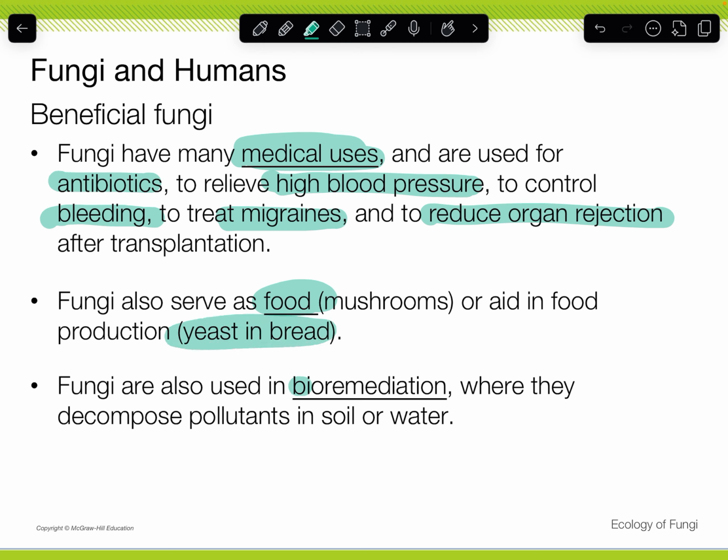And we can use fungi for bioremediation. Bioremediation is where we actually take pollutants out of the soil. So this goes back to our lichens and all of that kind of fun stuff. So we do have this bioremediation that can also happen with our fungi.